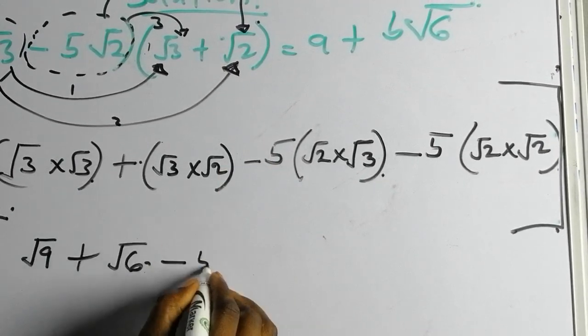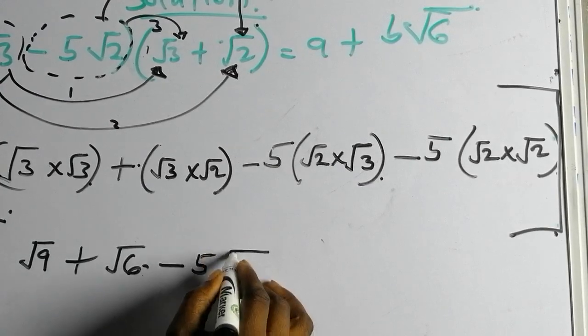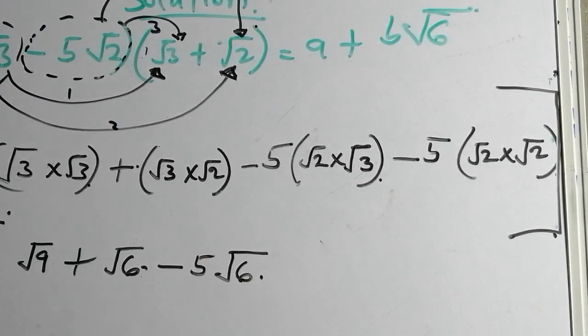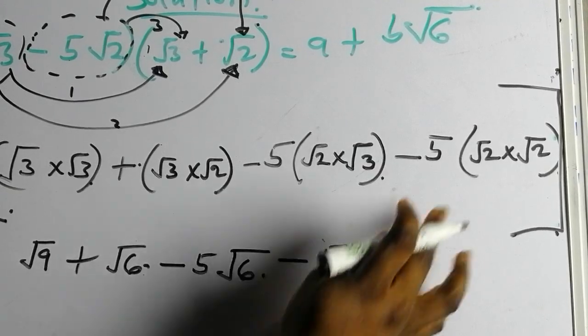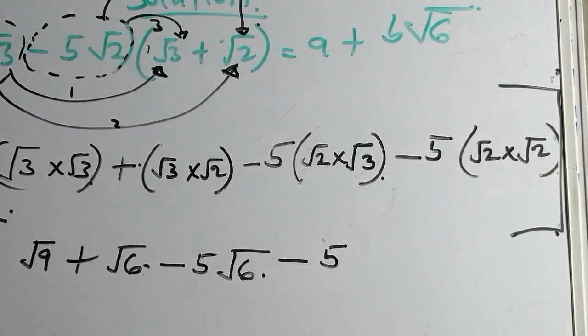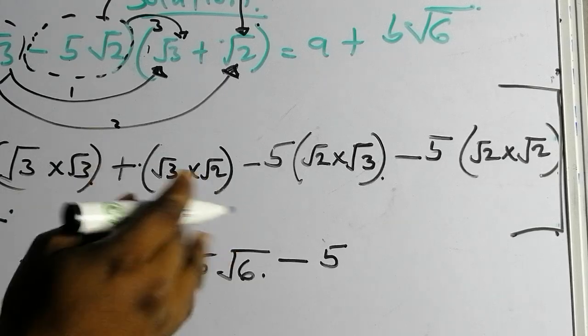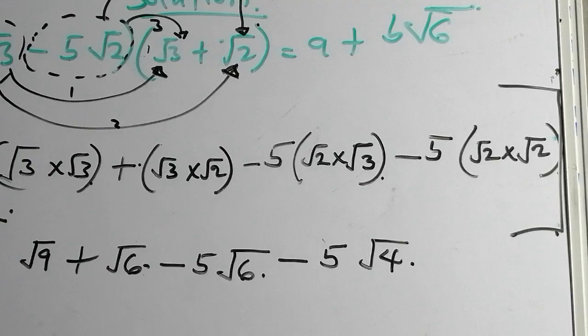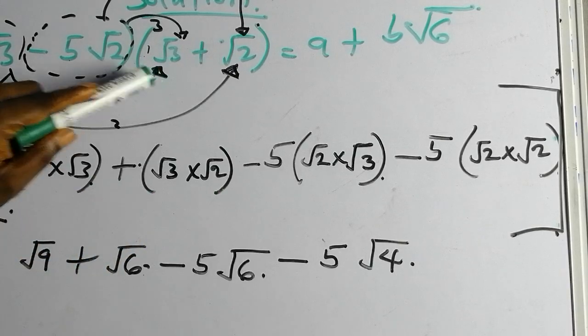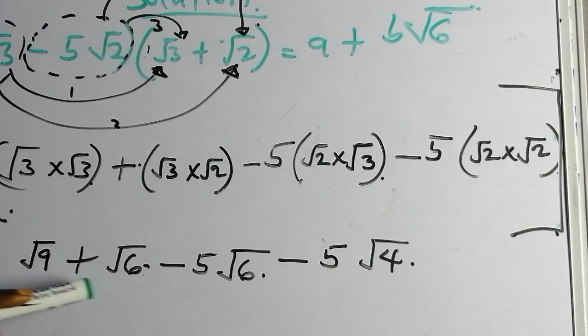Minus 5 root 6. It's as simple as that. Minus 5 root 2 times root 2: I take one root and multiply the inside. That's root 4. It's as simple as that. I only show this one just for you to see how we multiply surds. This is exactly what I wanted to jump into before, but I didn't want to do that, so that you can understand how we arrive at the answer.